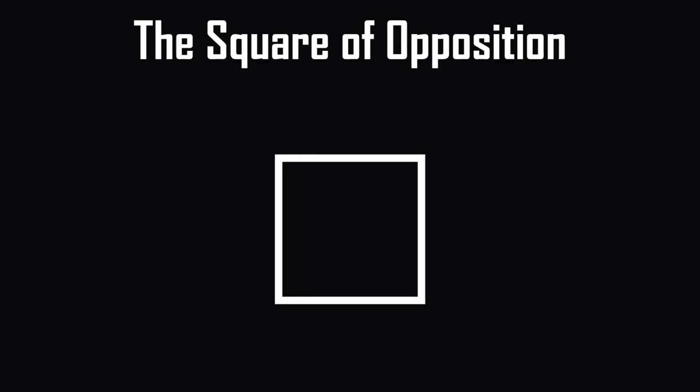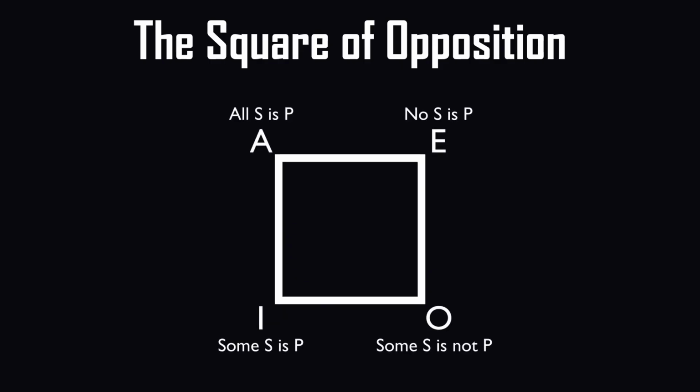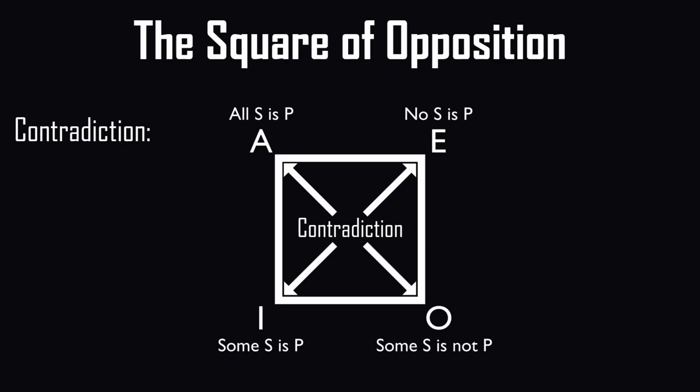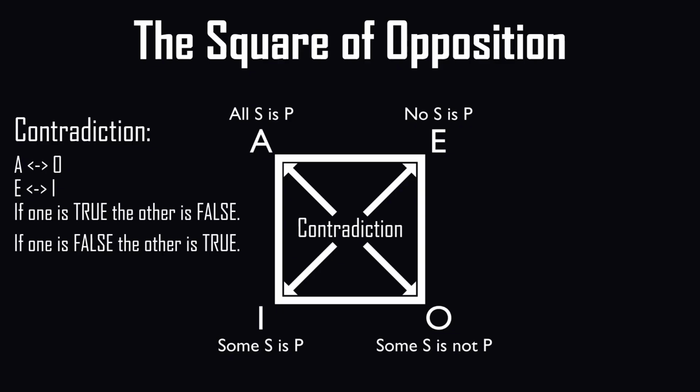Since the square of opposition has quite a few relationships, let us start simple with an empty square. Now, the first thing we want to add is the four types of propositions: A, E, I, and O. We will add all these and their S is P examples. Now that is done, we want to look at our first relationship, contradiction. Contradiction is the iconic diagonal lines between A and O and E and I. The rule here is quite simple. If one is true, the other is false, and if one is false, the other is true.